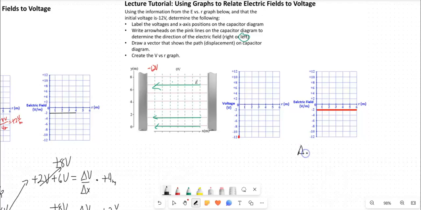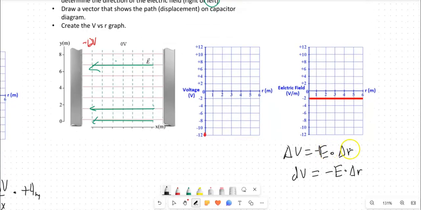So change in voltage is negative E dot delta R, right? And if you're in my calculus class, you would do dV equals negative E dot delta R, right? Integrate both sides. That's the area of this line. So this E dot delta R is this area right here. Okay? And I don't want to do equations in this. I want you just to use your head.